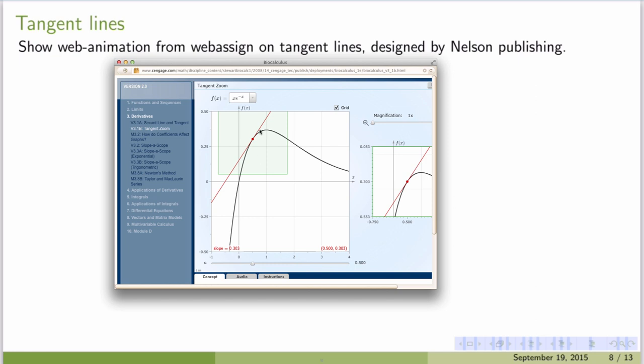Let's try a different function. This one has a nice maximum right here, x times e to the minus x. And then I slide over the top, and indeed, at the top I have a horizontal tangent line. Here you see, the slope is 0.00. So that's cool.